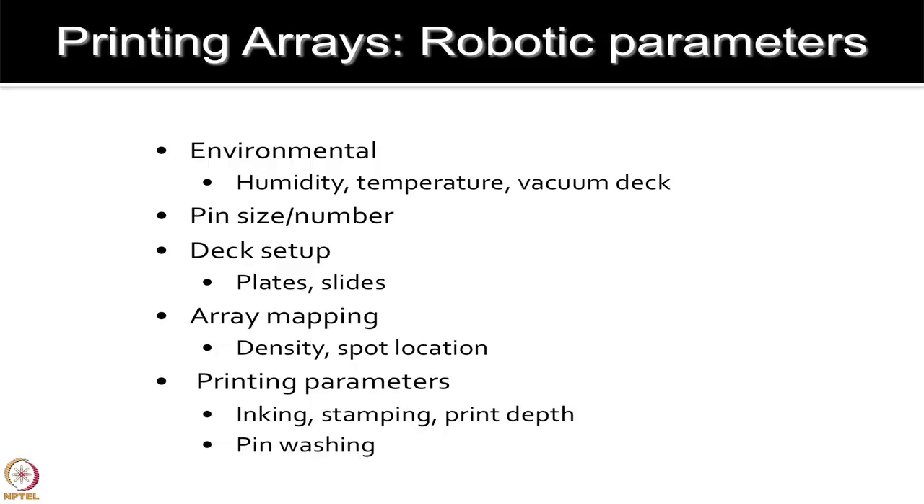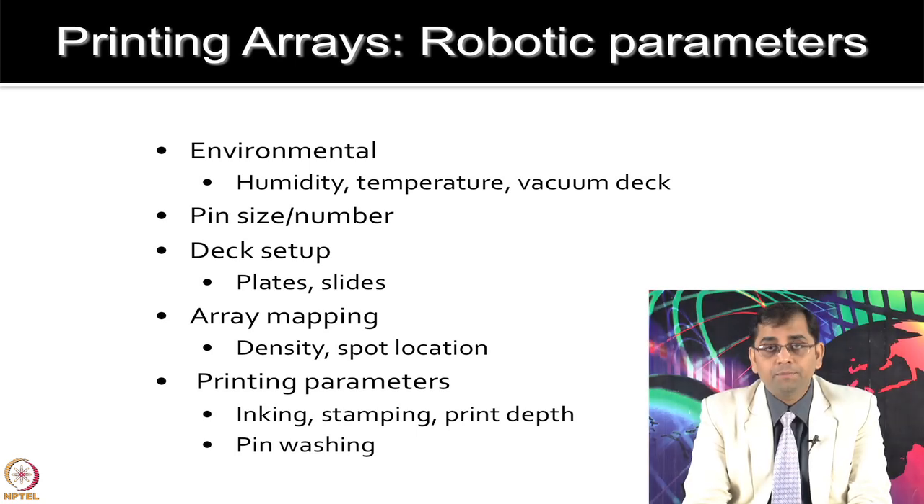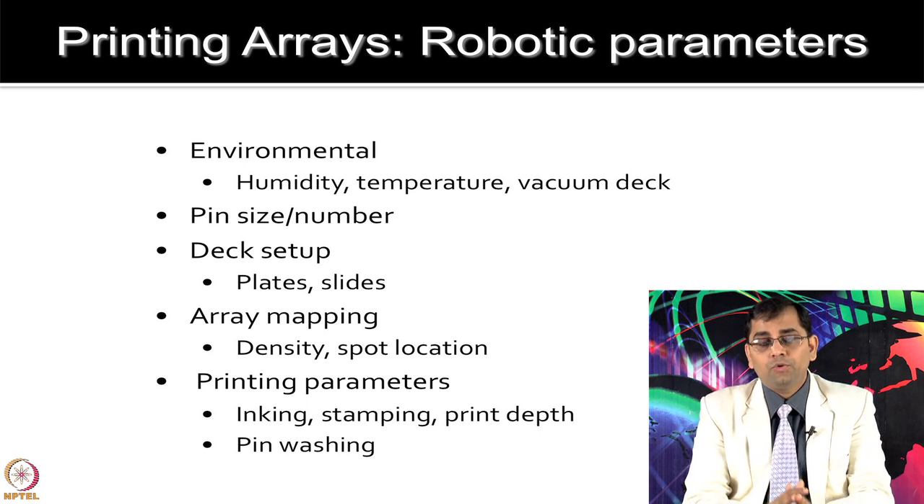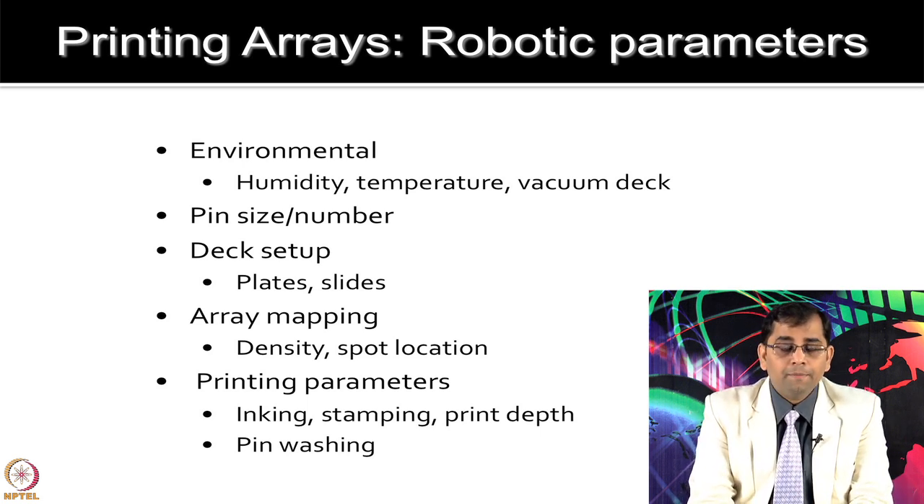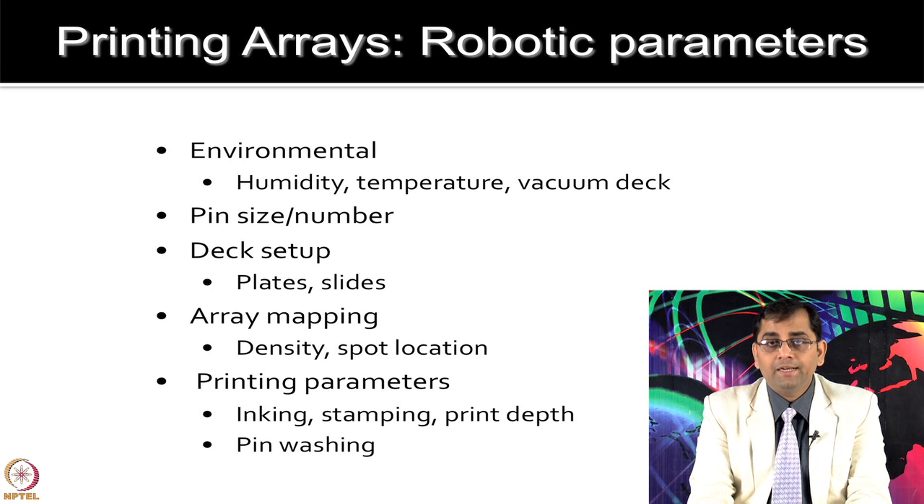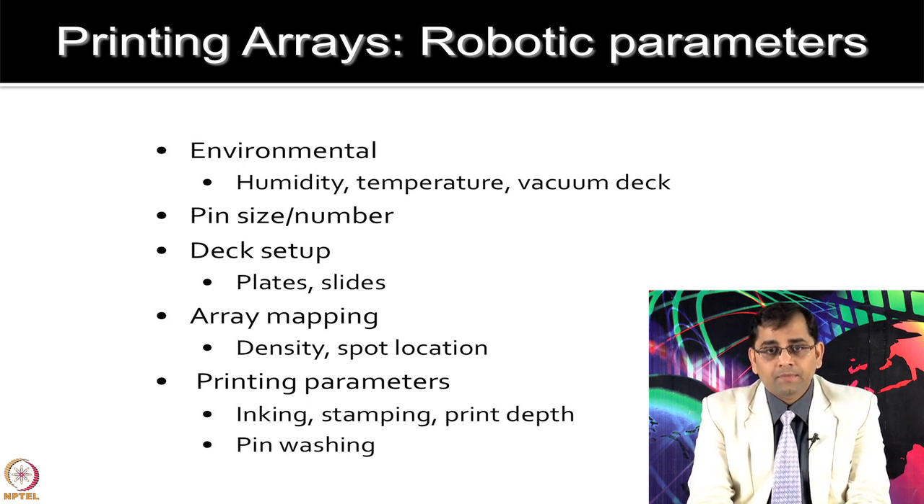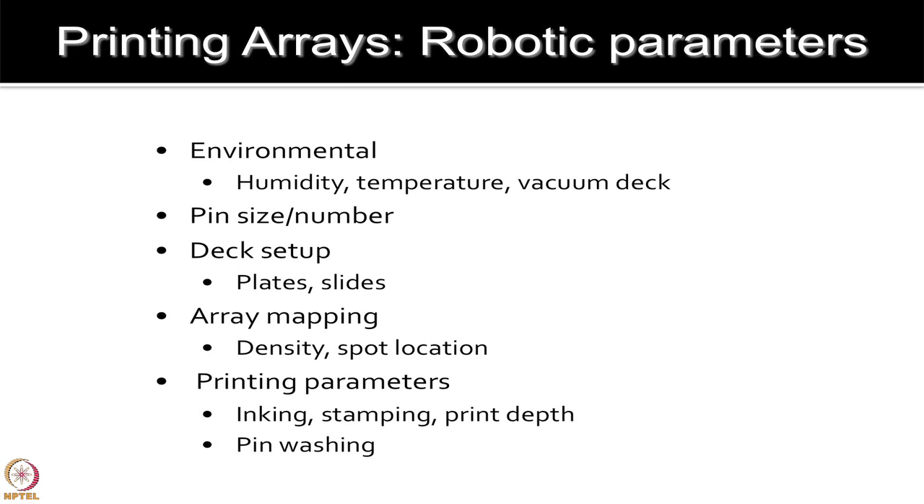Once you have done this optimization, as I mentioned, you have to look for many parameters, for example environmental conditions for the printing, which are humidity and temperature, the vacuum deck, how many pins you want to use for printing, the deck setup, how many slides you can have on that deck, or how many plates you can keep for doing the printing. Array mapping is very crucial: what density you want, how many spots you want to print, which spot goes on which location, and then the different parameters for the printing.